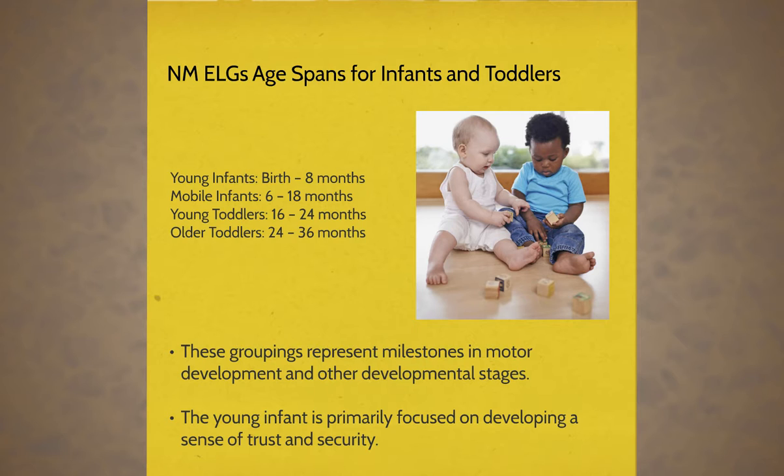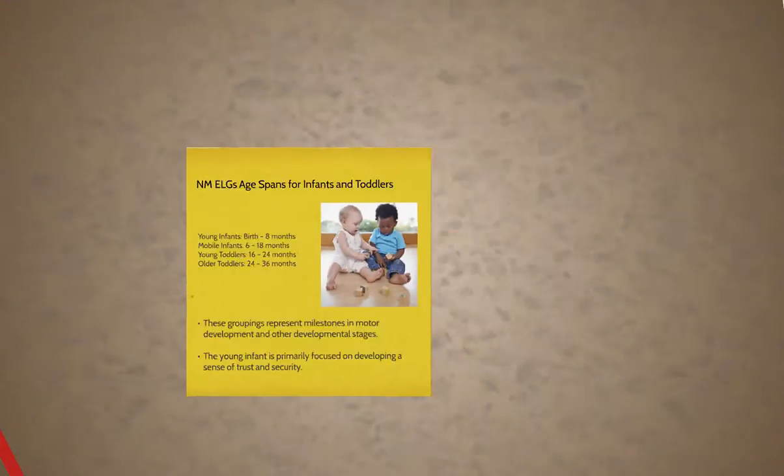As I'm sure that many of you have noticed, there are overlapping groupings of ages. For example, a 6-month-old could be considered a young infant or a mobile infant. These overlapping groupings of ages reflect the individual differences in children as well as current research in typical growth and development of young children. These groupings reflect general milestones in motor development and other developmental stages.